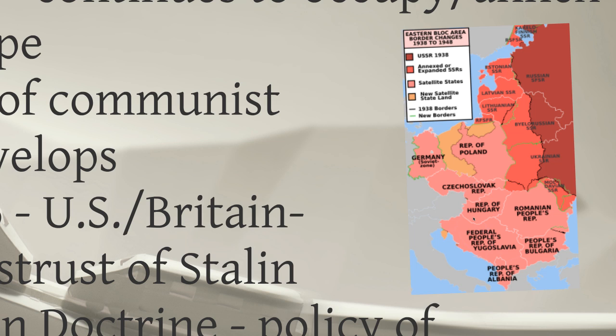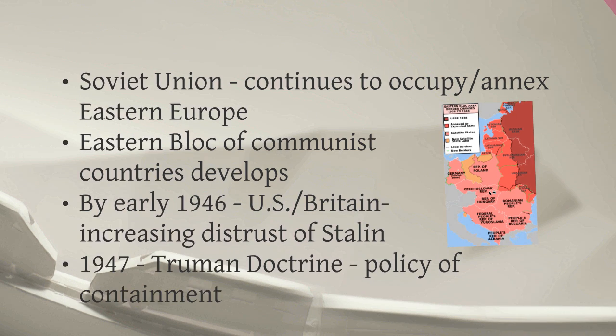Like, he's in control of what's going on. And Stalin sees these satellite states as a buffer zone between the West, which is democratic, and the East, and him, which is communist. So this is kind of the in-between to protect his country.